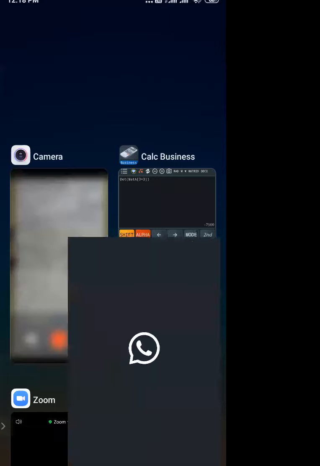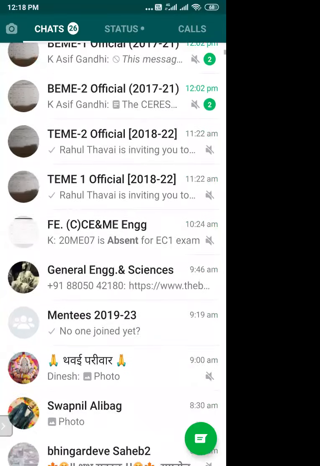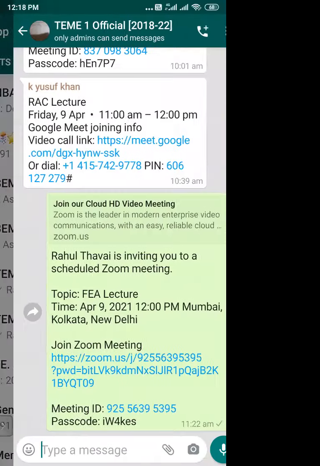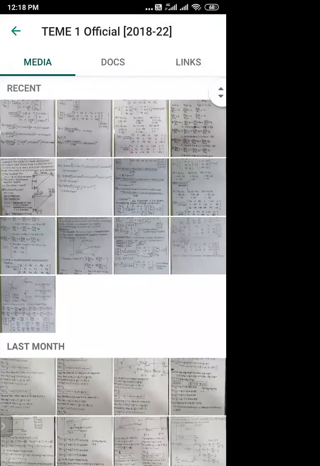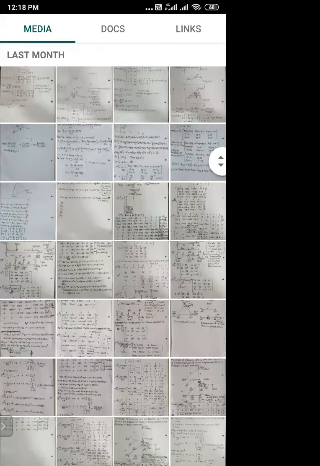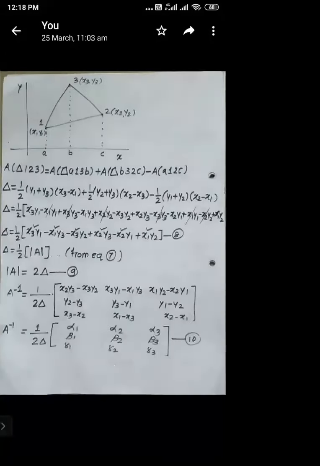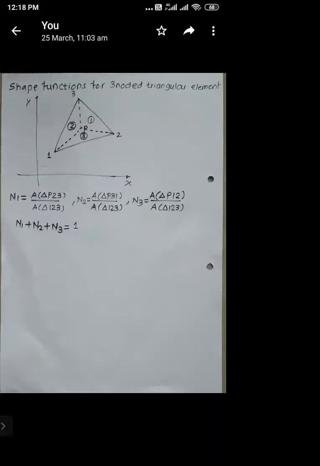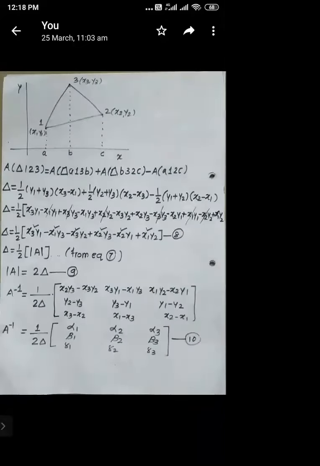When we saw the expression for shape functions for the 3-noded triangular element, we calculated those values of beta 1, beta 2. So I'll just browse those values. Can you see this now? What is alpha, beta 1, beta 2, beta 3?